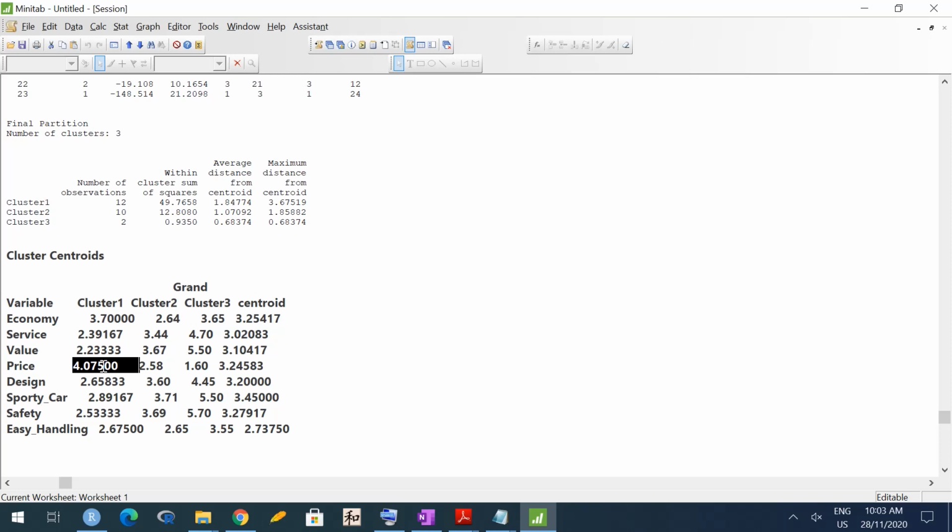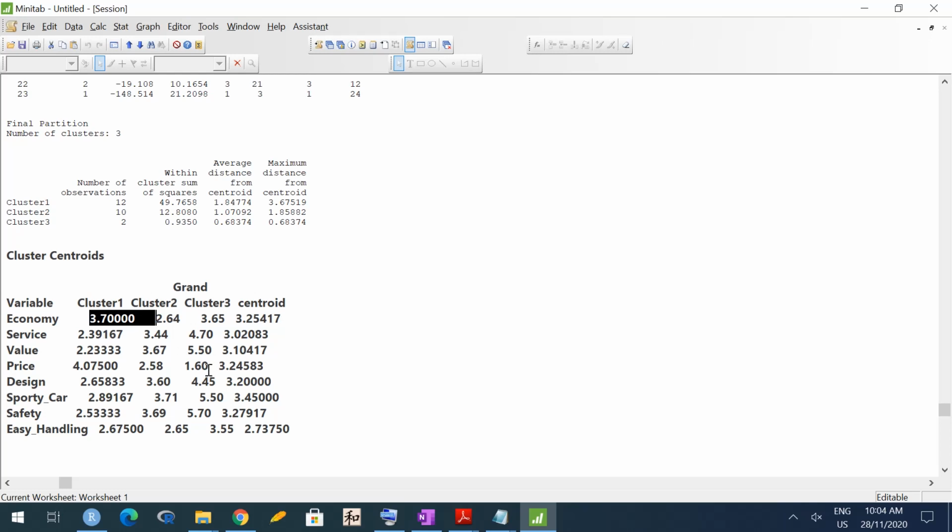Okay, economy wise, of course, economy and price are both going to go bad. Correct, that is true. But other parameters like sportiness, safety, easy handling, it is doing okay. So these are the parameters on which cluster 1 is doing good. So expensive, fancy cars would go to cluster 1.